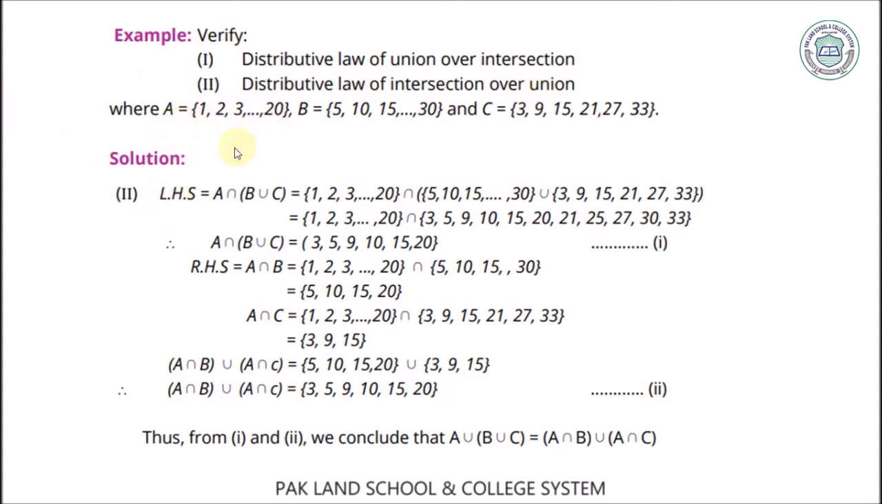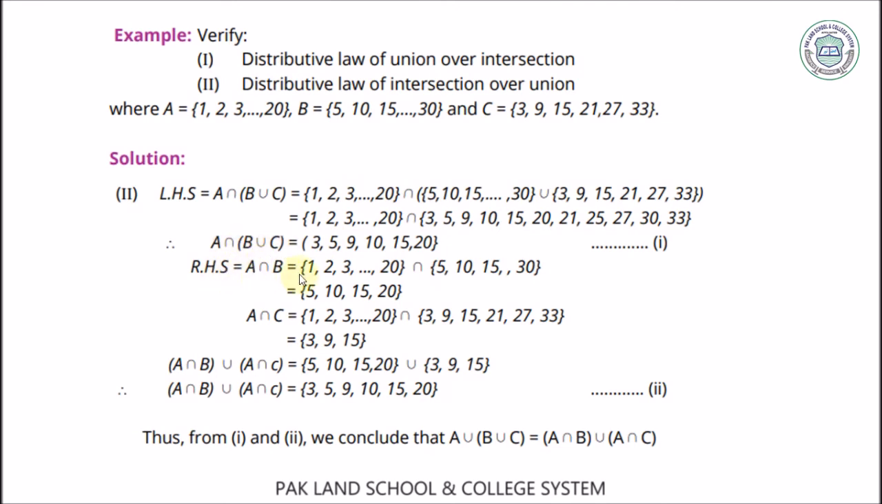Same example we are taking, and the solution is: left hand side A intersection (B union C). First we take the union of B and C sets, and after that take the intersection with the A set. So A set 1, 2, 3 up to 20, intersection of B set union C set. The union of B and C is 3, 5, 9, 10, 15, 20, 21, 25, 27, 30 and 33. And take the intersection with the A set. So its answer is 3, 5, 9, 10, 15, 20. It's equation 1 and it is A intersection (B union C).